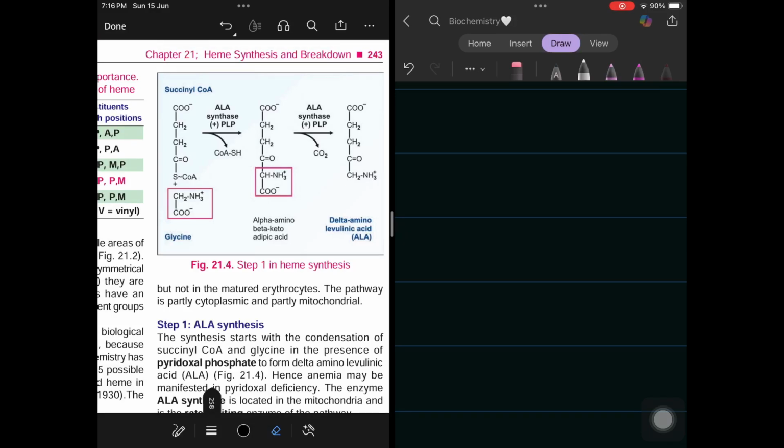Hi guys, today we're going to be looking at heme synthesis, a very important topic both from NEET as well as competitive exam point of view. So let's get right into it. One common question we see is what are the precursors of heme?